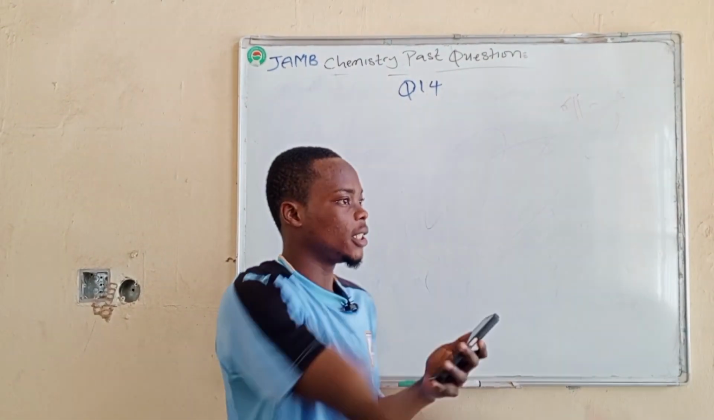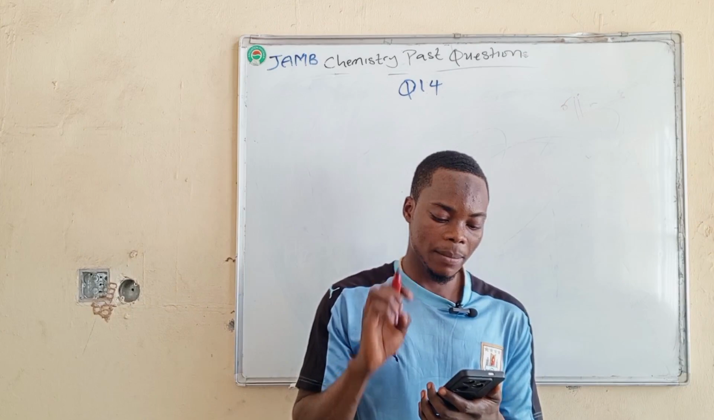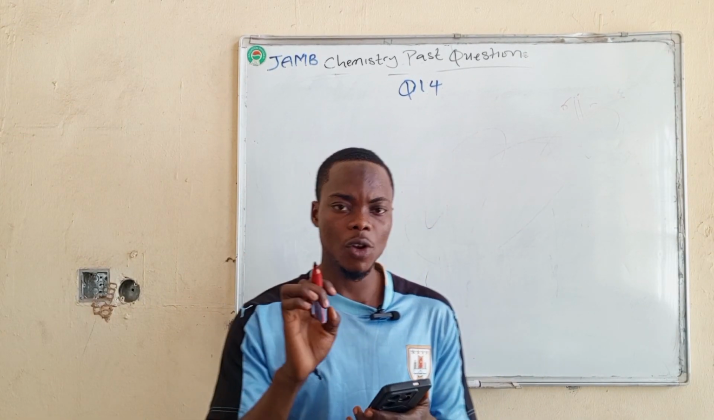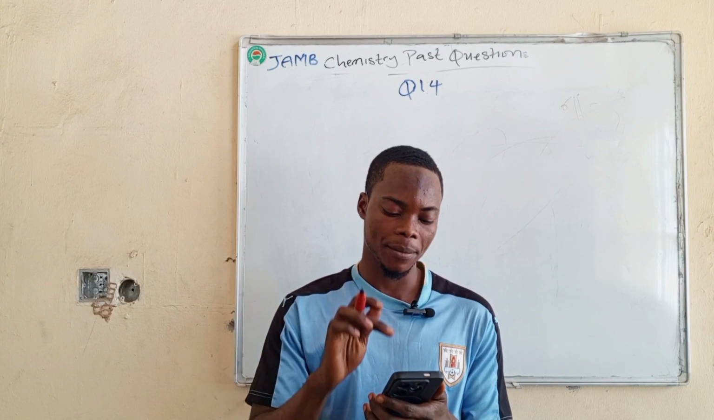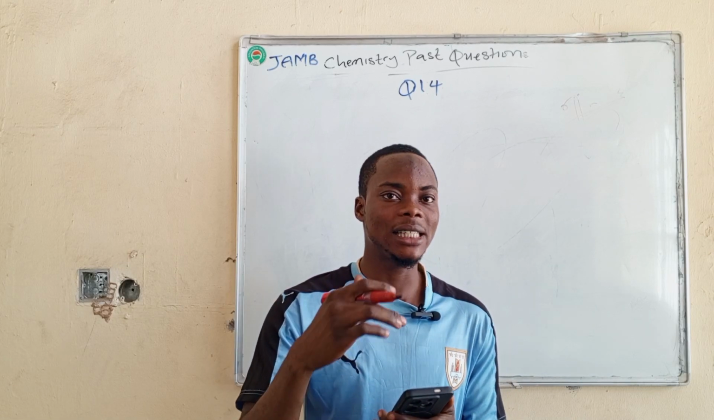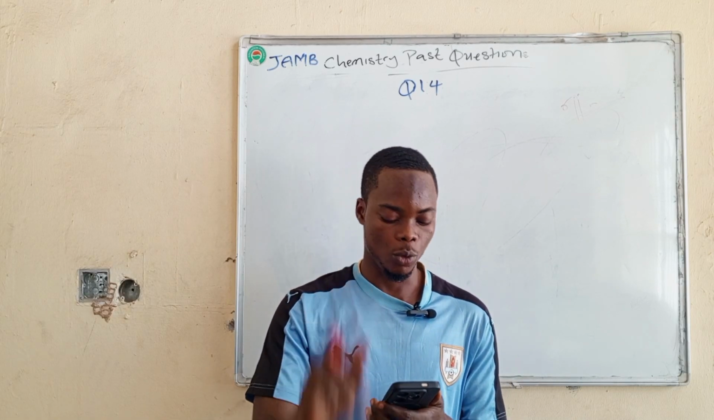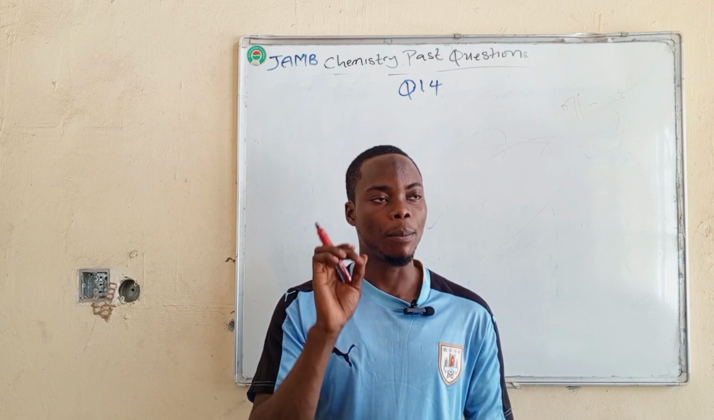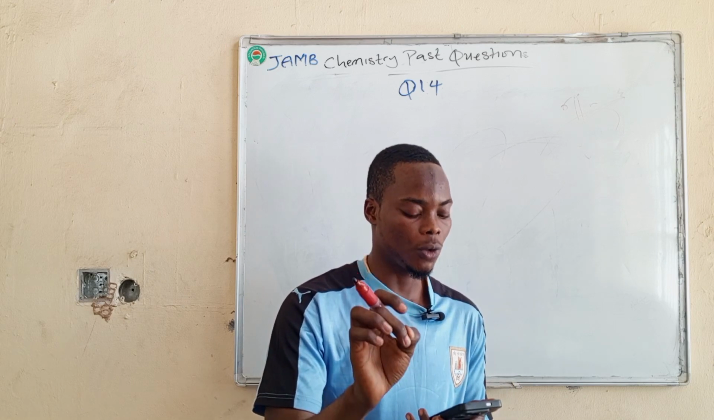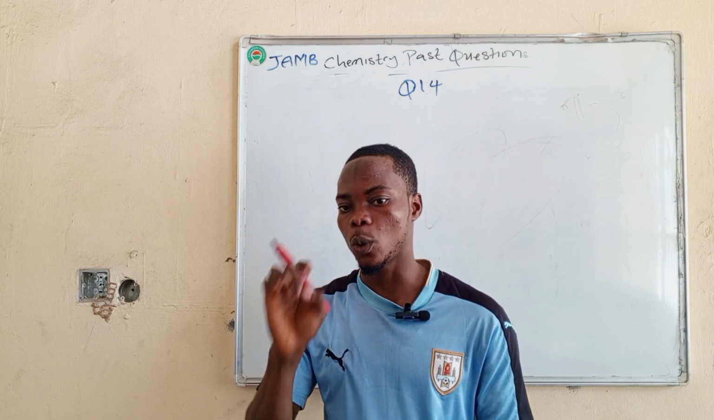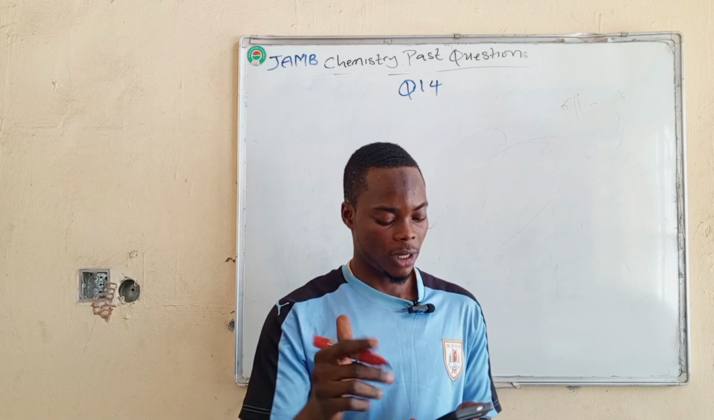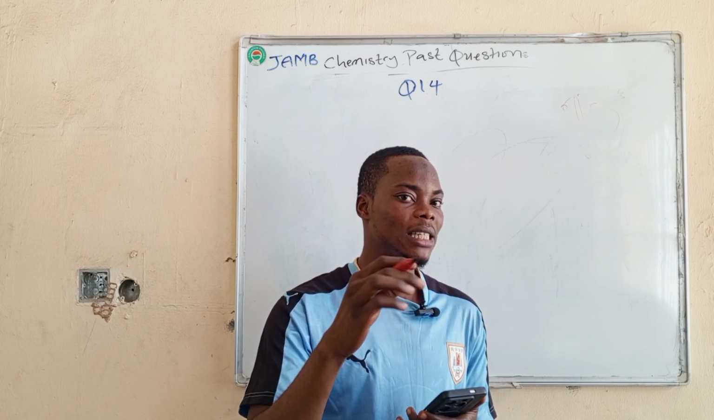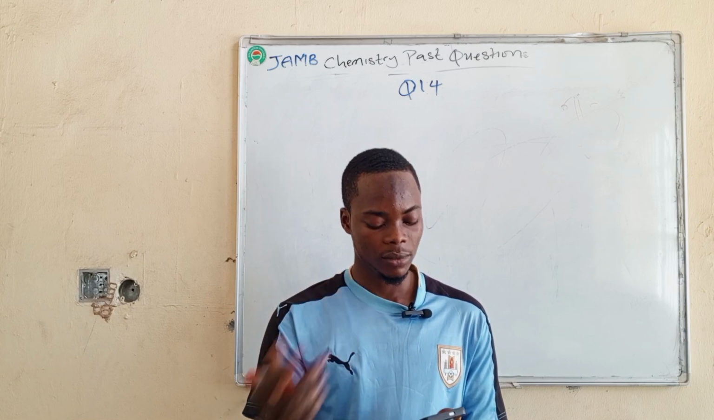Question number 14. The mass number of a nucleus is dash. A. Always less than its atomic number. No. B. The sum of the number of the proton and the neutron present in the nucleus. Let's consider that. C. Always more than its atomic weight.